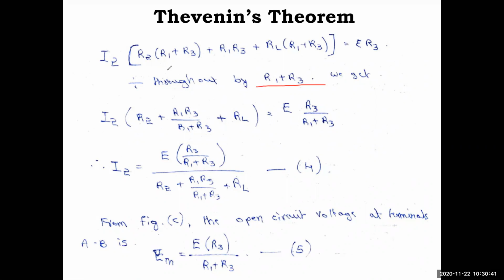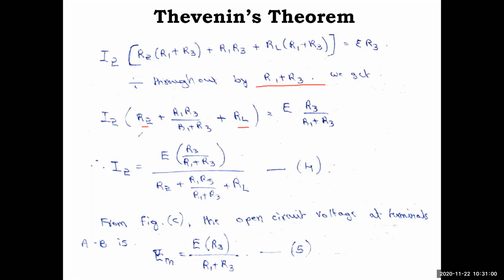What will happen? So individually. So here R1 plus R3 is there. So that cancels out, right? So R2 will come. So here denominator nothing is there. So R1 R3 by R1 plus R3 will come. Here R1 plus R3 cancel out. So RL will remain. Okay. So here E into R3 by R1 plus R3 will come.